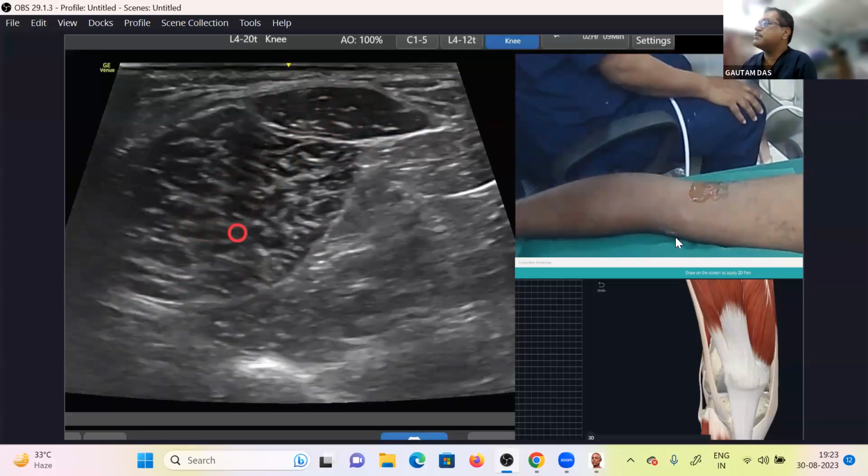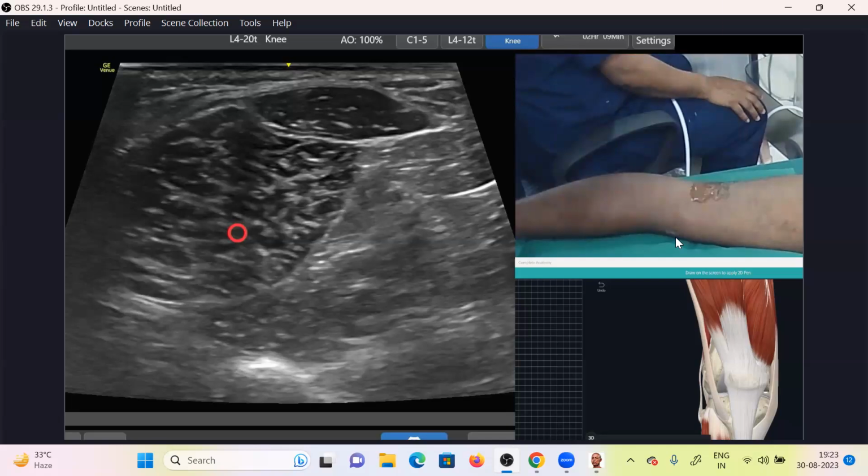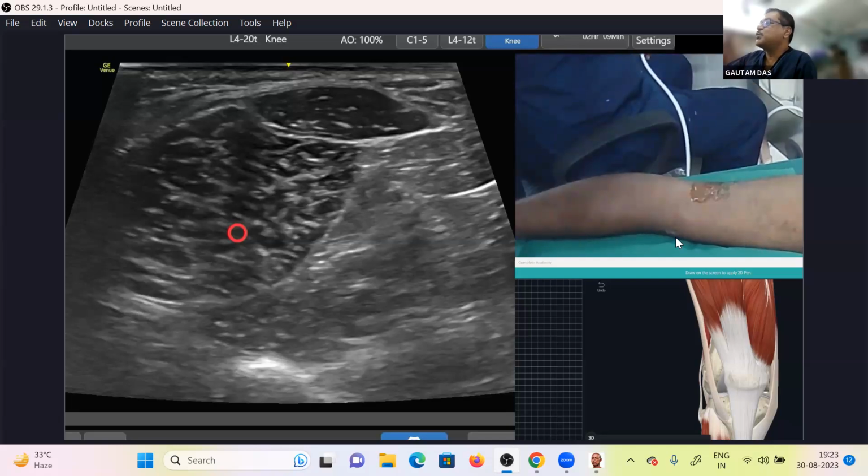No, there are 4 hamstring muscles. The biceps femoris. Two heads of the biceps femoris. This is your long head. Superficial one is the long head. Deep one is your short head.